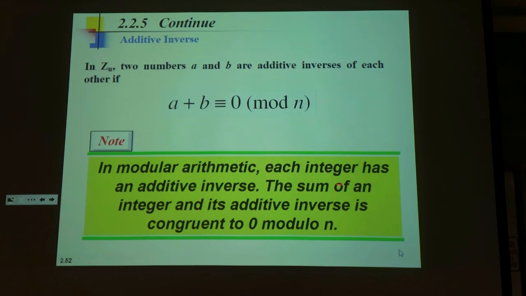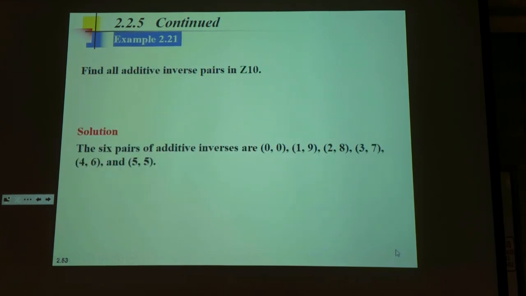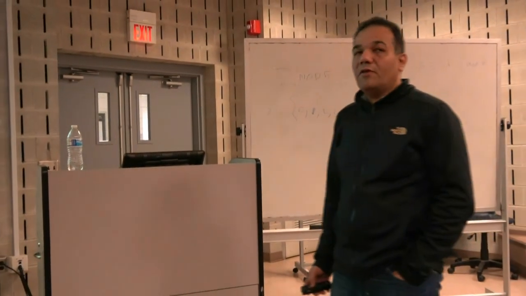So in modular arithmetic, each integer has an additive inverse. The sum of an integer and its additive inverse is congruent to 0 modulo n. All right, so let's take an example. Find all additive inverse pairs in Z10. What are the digits included in Z10? 0 to 9.